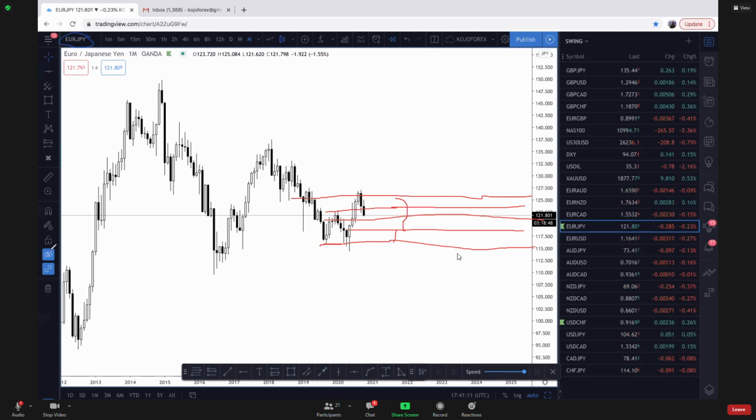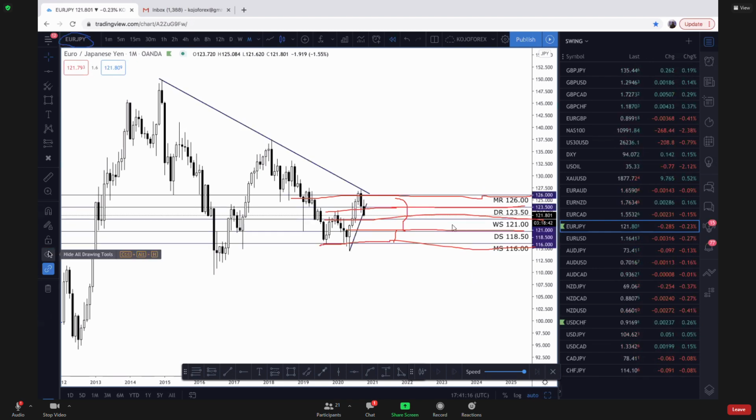So if I take these lines off, this is how my Euro Japanese yen chart looks. You can see that the monthly support is 116, and monthly resistance is 126. The division is 121, and then the daily support is 118.50. Daily resistance is 123.50, right? So as far as this market has been trading in this range, there's no point in adjusting or readjusting.